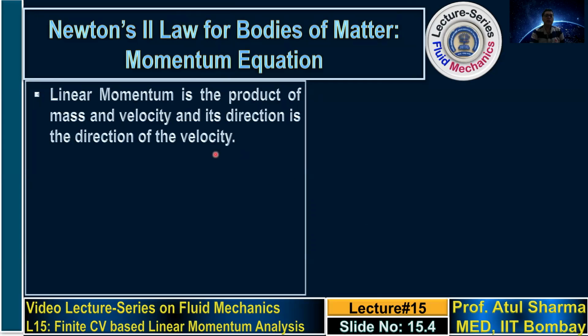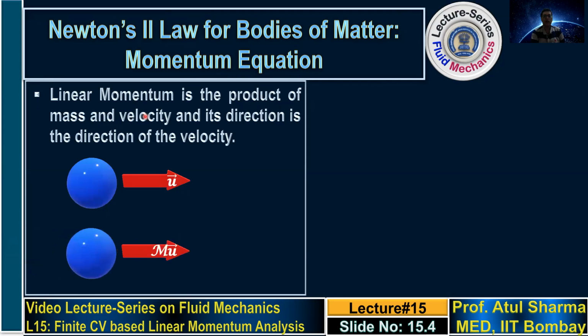Here, what is presented is linear momentum. Linear momentum is the product of mass and velocity, and the direction of linear momentum is in the direction of the velocity. So let us suppose this is a ball which is moving from left to right with a velocity of u. Then its momentum will be the mass of this ball multiplied by the velocity. So the direction of momentum is in the direction of the velocity.